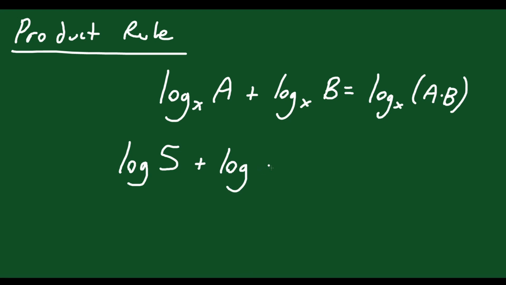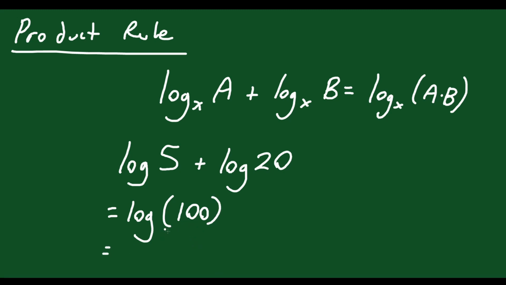Plus log base 10 of 20. And you can't solve either of these on their own, but you want to put them together and figure out what that's equal to, right? So you could say, well, that's just equal to log base 10 of 5 times 20, which is 100, right? Well, log base 10 of 100, we know what that is, right?